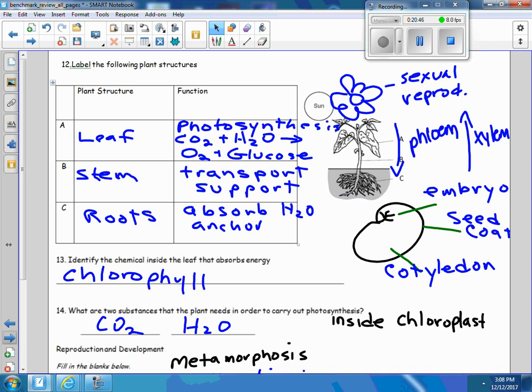The stem is also a good support. The roots absorb H2O by a process of diffusion and active transport, and they also anchor the plant into the ground, so it gives it stability and support. So how is the stem like the circulatory system of an organism like a human? The stem transports materials just like the circulatory system transports things.